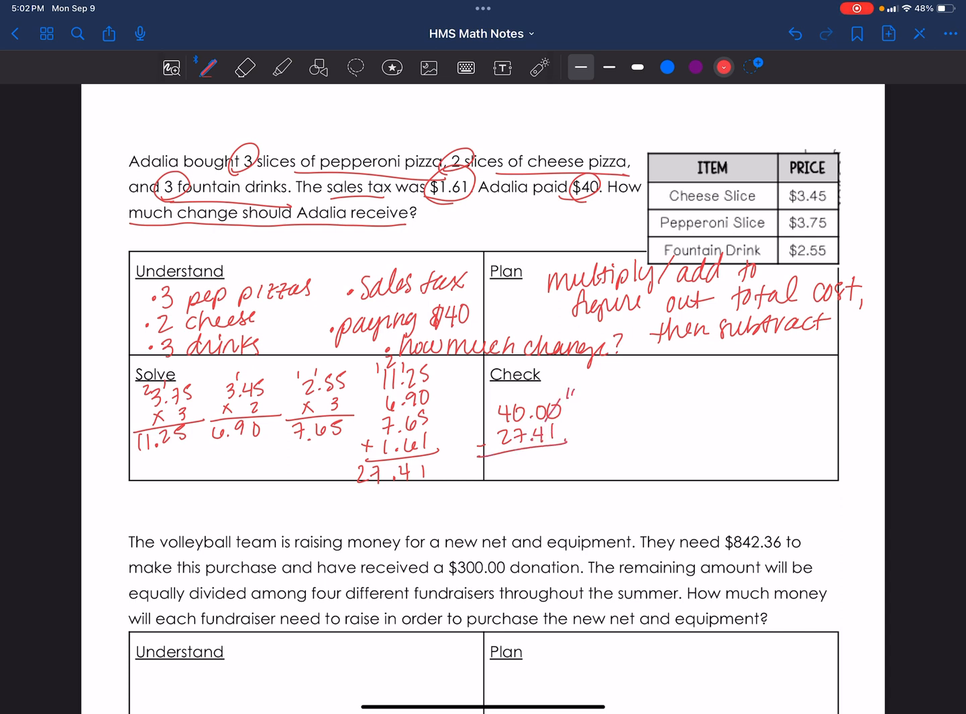Okay, doing a lot of borrowing. All the borrowing. All right, so 10 minus 1 is 9. 9 minus 4 is 5. 9 minus 7 is 2. And 3 minus 2 is 1. So she should get back $12.59 from paying. Cool. Man, that was a lot. That was a lot.